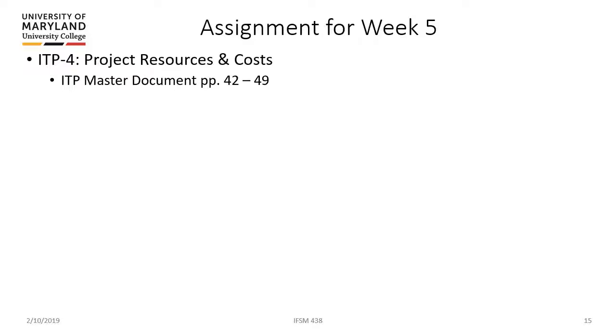So our assignment for week 5. Okay, so our assignment for week 5 is built on what we learned in week 4. So we're going to do an assignment that focuses on project resources and costs. So please read the ITP master document, pages 42 to 49, to talk about assigning resources and costs to your project schedule. And then in our classroom, I will have a link for a screen recording that I'm going to do that shows you in Microsoft Project exactly how to do the tasks that we're going to talk about. Okay, that's week 5's assignment.